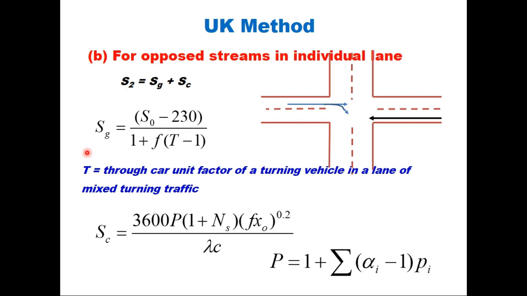For opposed streams in individual lane, means when the right turners move through opposing stream, they will find some gap in the opposing stream. So for initial period of the green, these vehicles will not be able to move, and therefore you have to provide some storage space here so that these right turners can stand here without blocking the through traffic in this lane. And this is given by this equation: S2 is equal to Sg plus Sc.